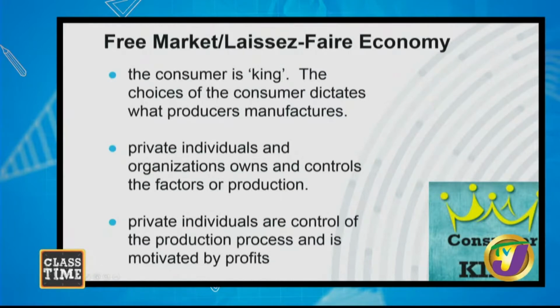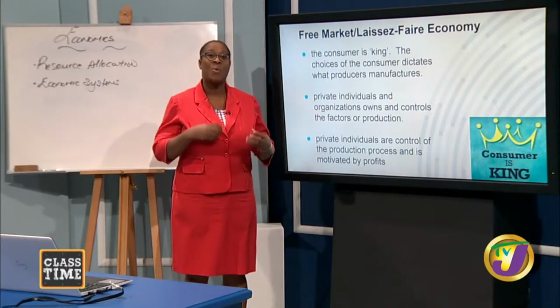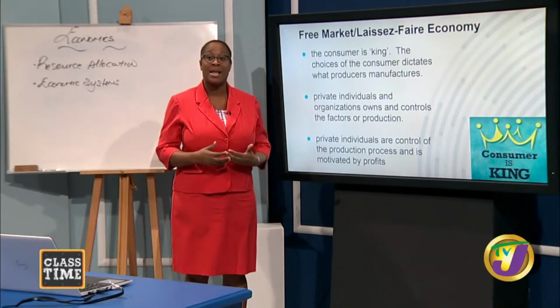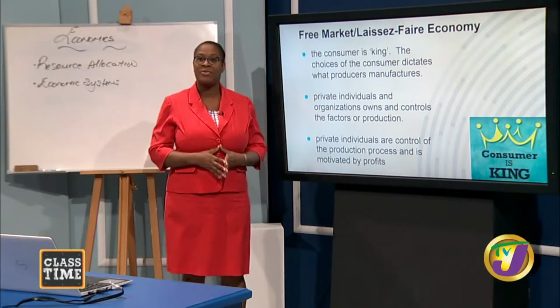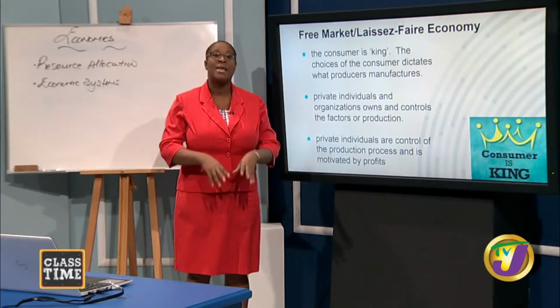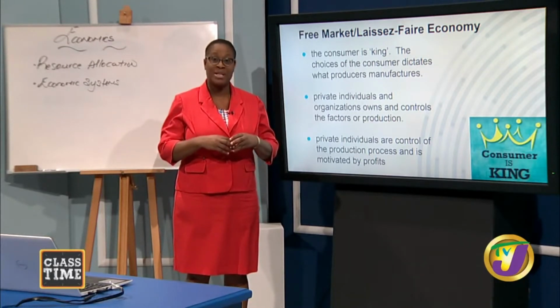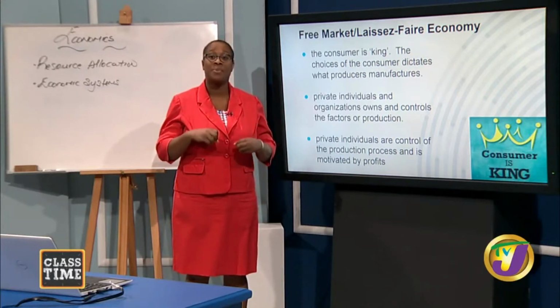Now, under this economic system, you'll find that the consumer is king, meaning the consumer dictates what must be produced. So the manufacturers, the producers, they go by what the consumers are saying. Because private individuals and organizations own and control the factors of production, they are about making profit, earning that money, and so they are going to produce what people want.